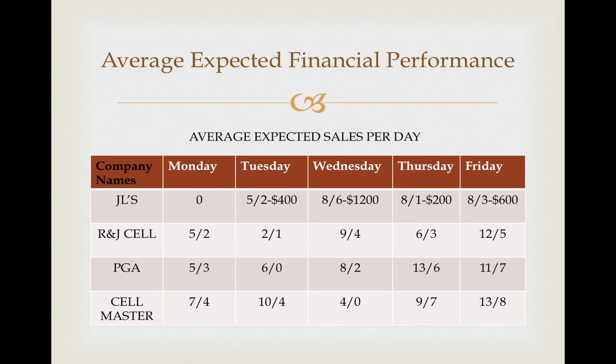So for example, R&J Cell on a Monday will have an average of 5 customers visiting the store, but only 2 sales might take place on a Monday, whereas a Friday will have a traffic of 12 customers, but only 5 cases will be sold on that day.